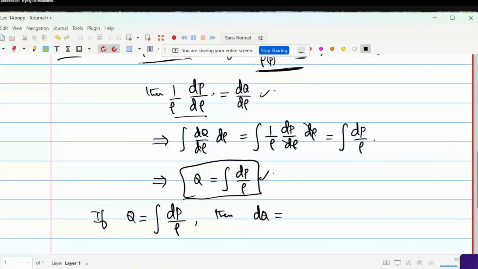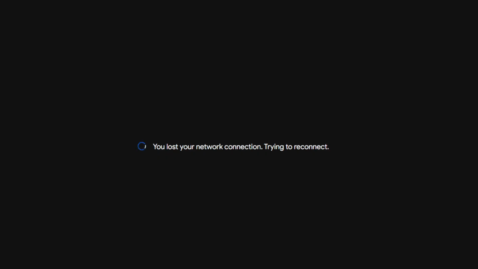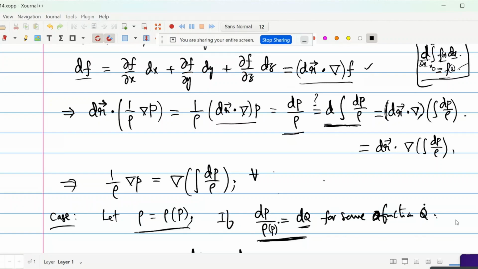Q is also true, right? dq equal to, what is the dq? So immediately you have dp by rho. Yes, sir. So that is exactly it. So here dq, whatever you write here, it makes sense. So for every rho equal to rho of p, I think it makes sense. Just now, that's what we proved. Any question up to here? Have you followed?